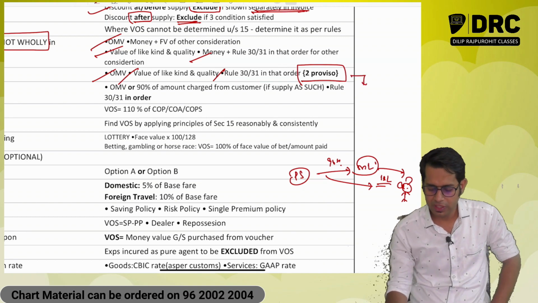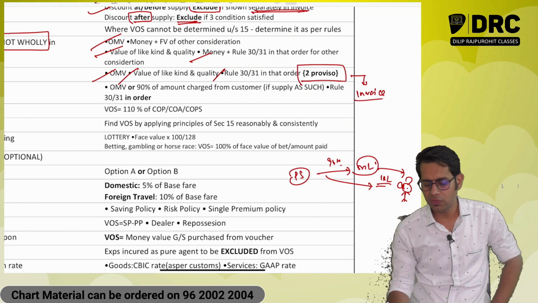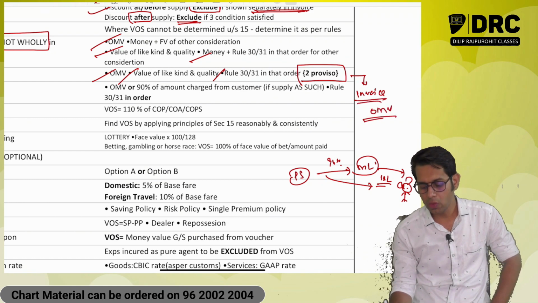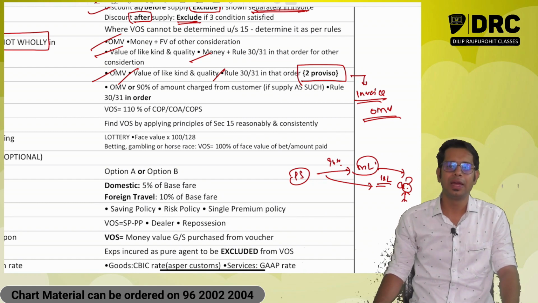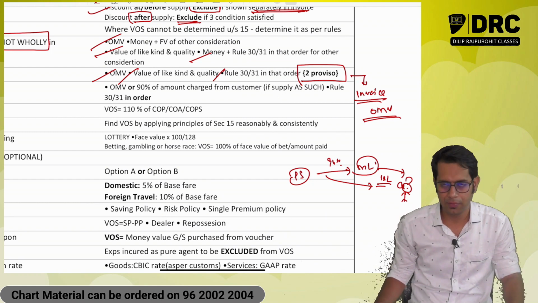Then there is the second proviso, which says the value declared on the invoice will be taken as open market value. The value which is declared on the invoice will be taken as open market value if the recipient is eligible for full input tax credit.